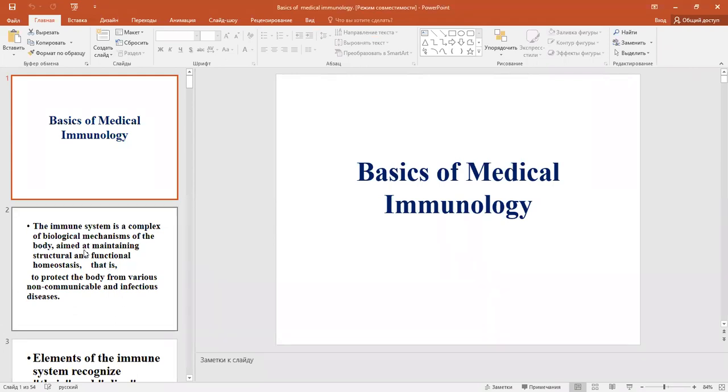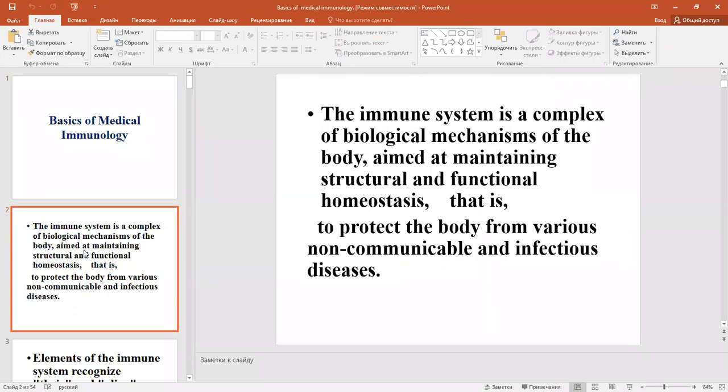We will talk about the immune system. The immune system is the complex of biological mechanisms of the body aimed at maintaining structural and functional homeostasis. That is, to protect the body from various non-communicable and infectious diseases. And the main function of the body really is to keep homeostasis inside the body.